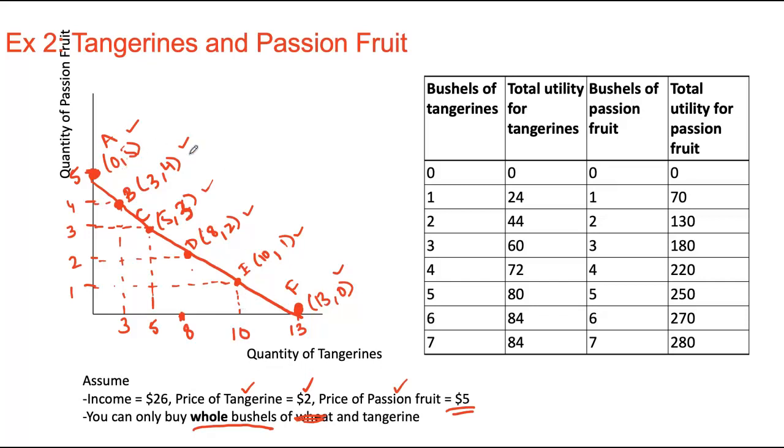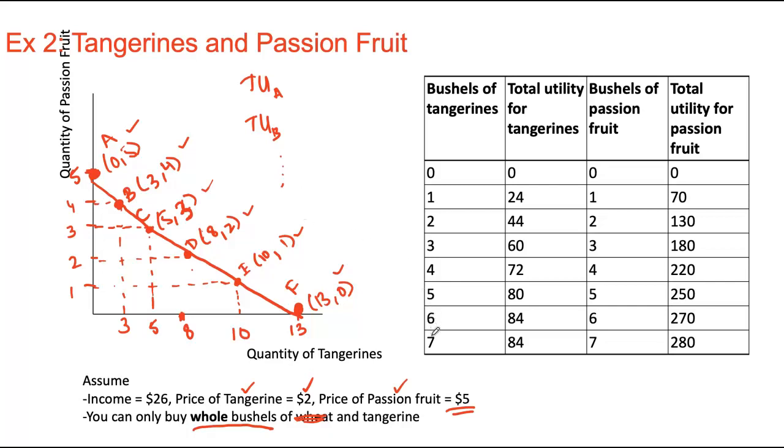Once you have your bundles, the next part is pretty straightforward. If you're using a spreadsheet solution, all you have to do is look at the total utility for each bundle, and whichever bundle is maximizing your total utility, that will be your utility maximizing bundle.